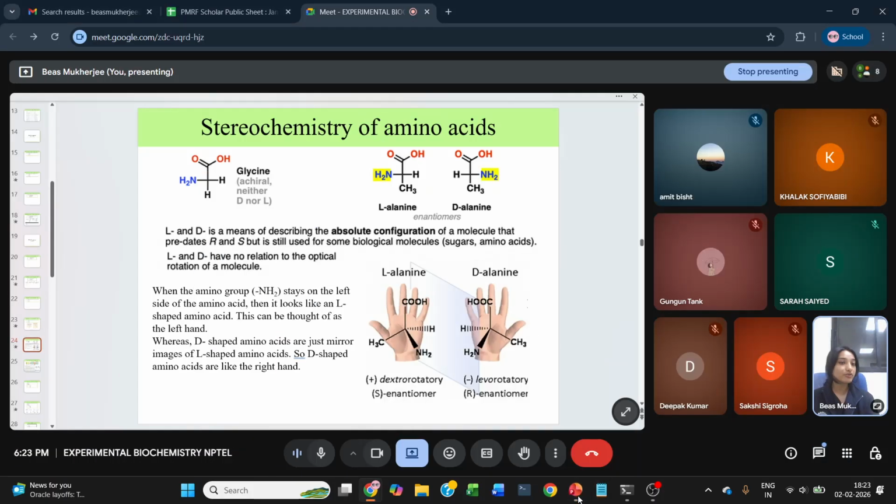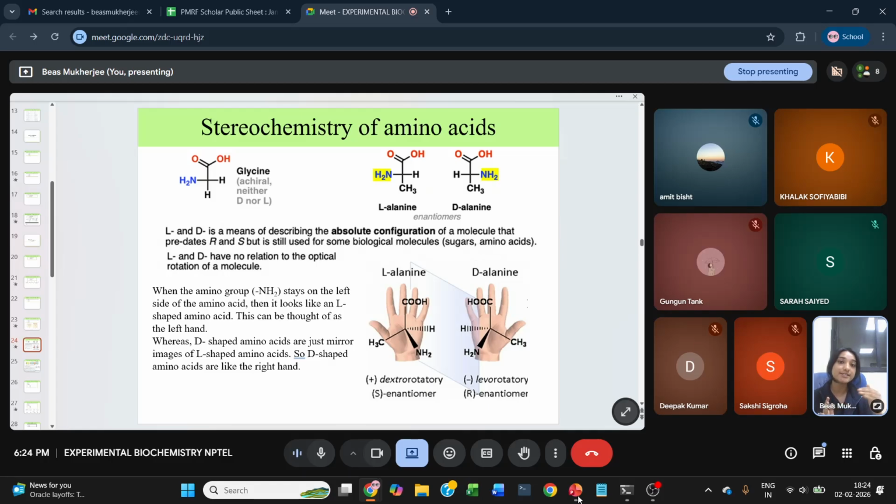Okay, now we are going to talk about something that is a little bit of stereochemistry. So what is this? So based on this Fischer projection formula, an amino acid can be chiral or achiral. So what is a chiral amino acid? A chiral amino acid has four different chemical groups, 4 different functional groups attached to the alpha carbon. Okay, that is a chiral amino acid.